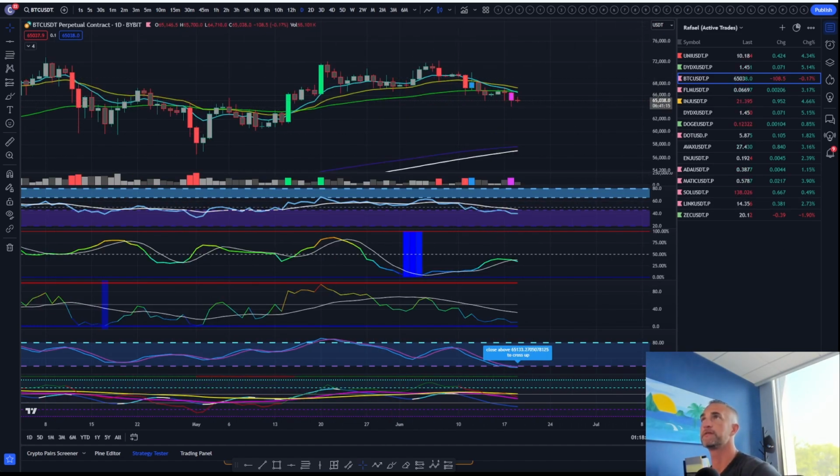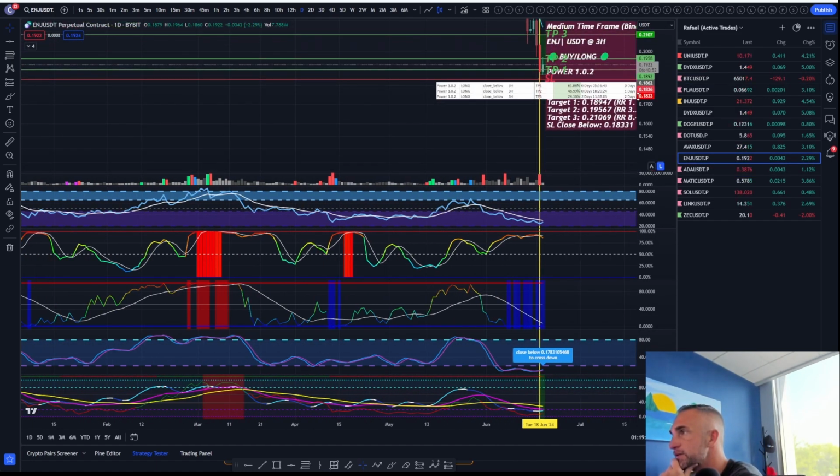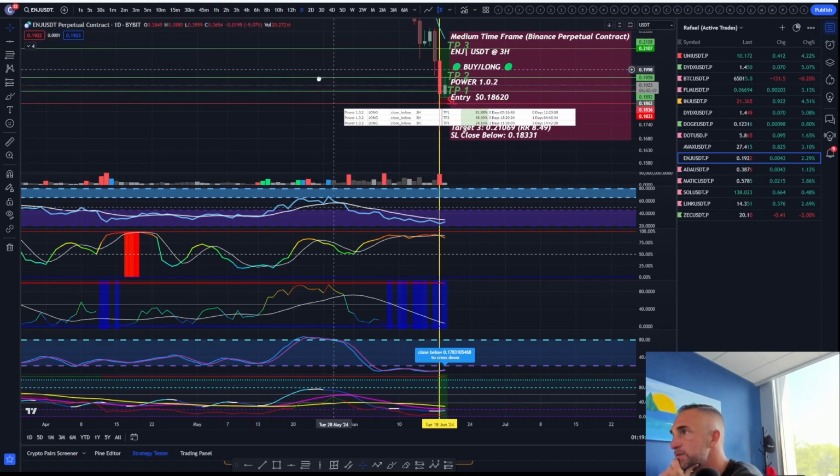Wow, Mr. Convex. Anyways, back onto the charts here. ENJ. Oh, look at that. We just hit TP2 on this one, TP3.